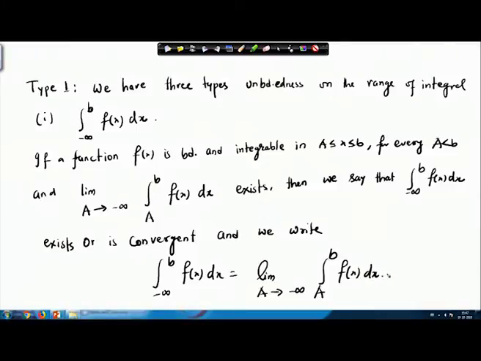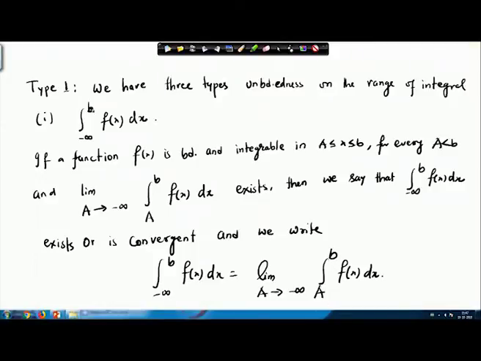So, the thing is, if the interval is unbounded, meaning we have the range of integral from minus infinity to b, then what we do is get rid of that minus infinity part by putting it in terms of a limit. Then we evaluate this integral from A to b, and afterwards we pass on the limit, and the value will be the same as the value of this integral. So for this type of integral where the lower limit is minus infinity, we calculate this limit, and this limit is actually the value of the integral.